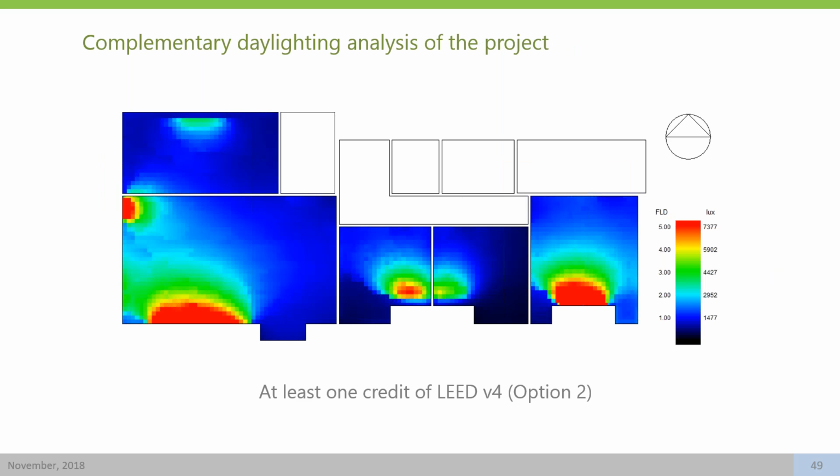And finally, since according to the optimization result we kept a window to wall ratio of 0.25, we wondered if the project has a good daylighting performance. Thus, we developed several analyses with the daylighting module of DesignBuilder. The results indicate that the project will get at least 1 credit of LEED version 4, with 76% of the area meeting the illuminance requirements.